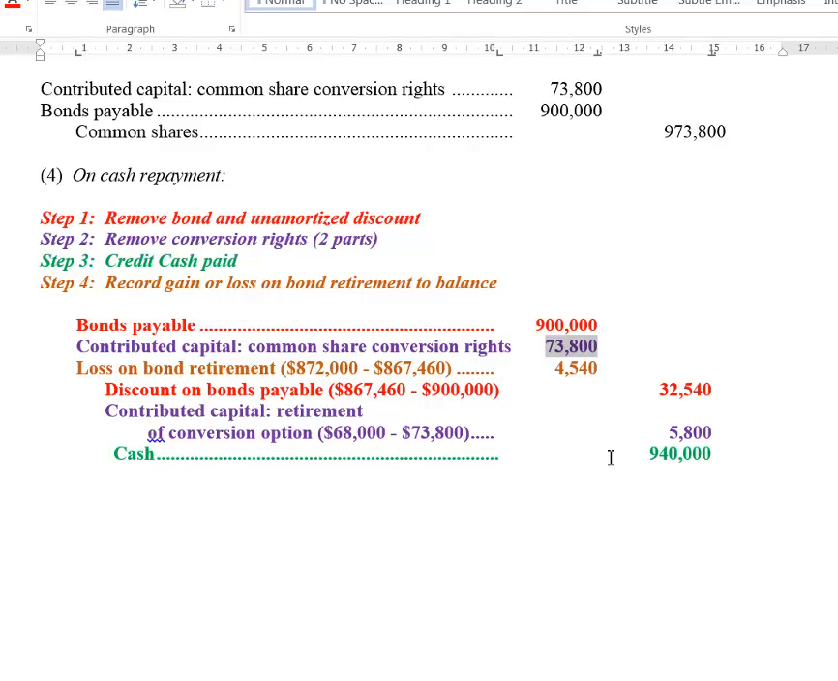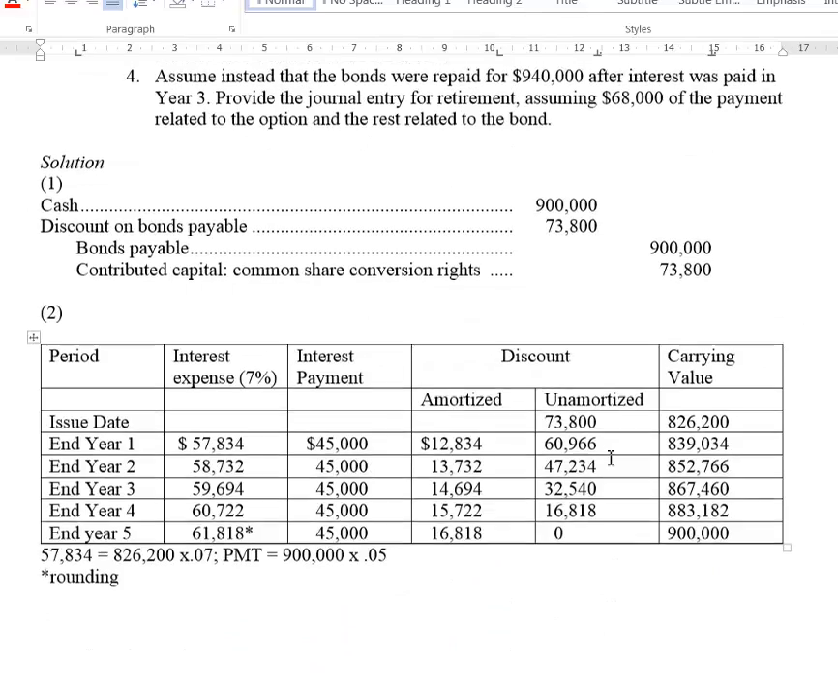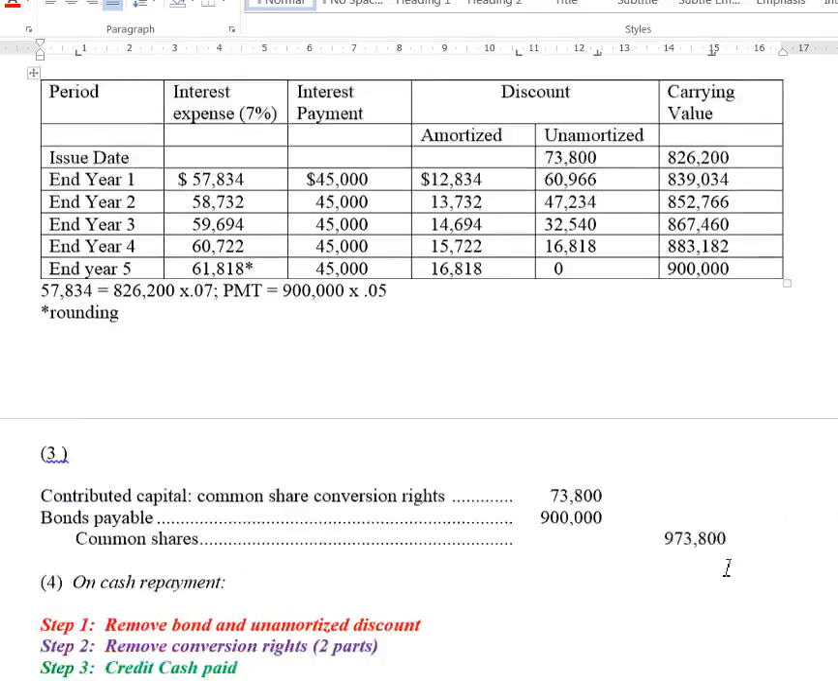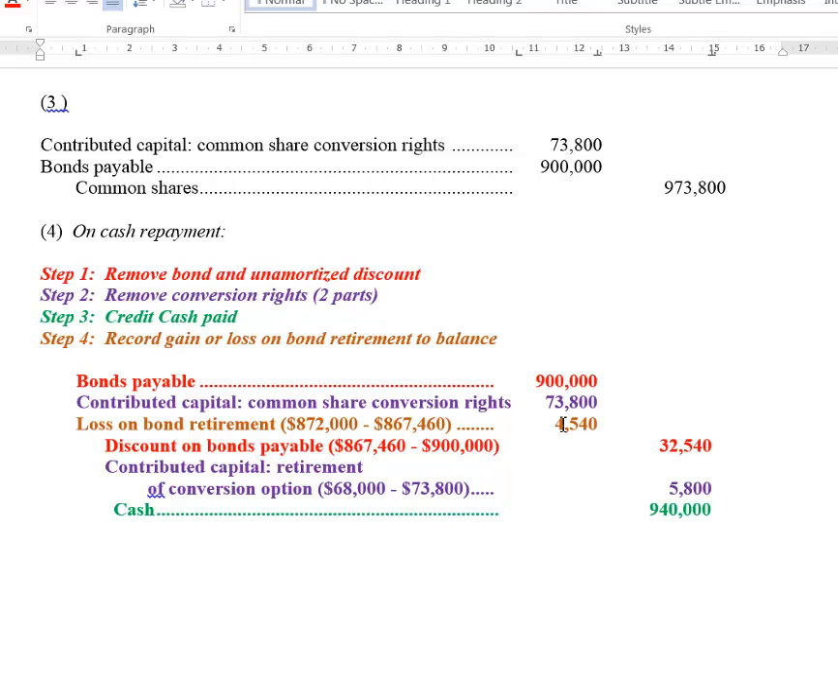Now, don't forget, that was part of the $900,000 that the company paid when we issued the bond to the investor, right? So in other words, this $900,000 included payment for these conversion rights. Now the conversion rights in the marketplace are only worth $68,000. How do we know that? Because we were told in the question that the $940,000 repurchase price included $68,000, which is what the going rate was for the options or the conversion rights at the date that AMC retired the bonds.